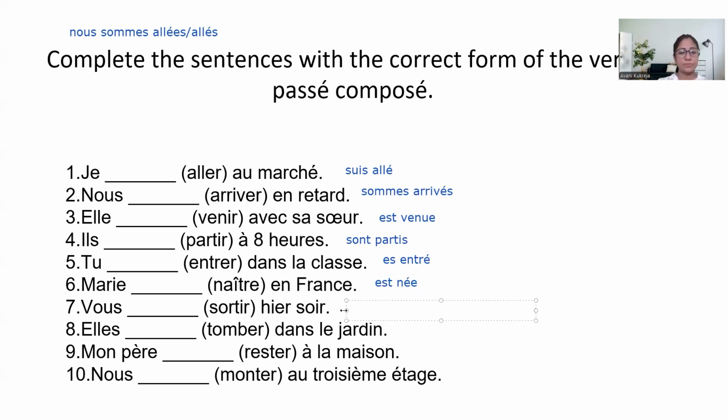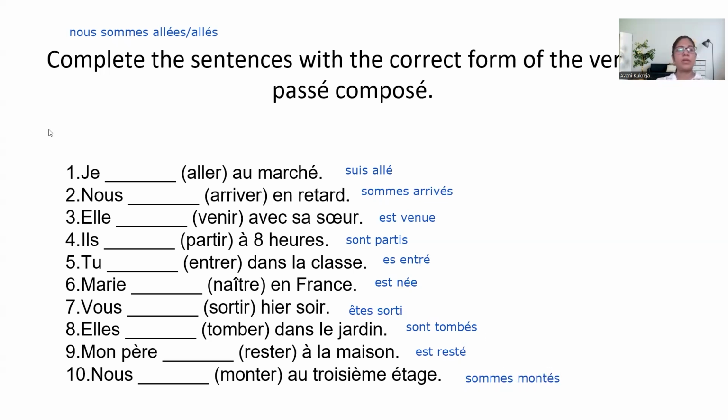Vous êtes sorti. We can add an S, we can add E, we can add ES. It totally depends on who vous is, on the context. Right now we don't know the context, so we'll go with anything that we want. Elles sont tombées. Correct. Mon père est resté. Very good. Nous sommes montés. Excellent.